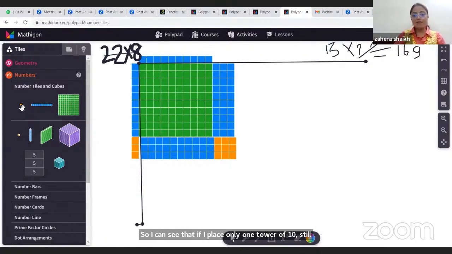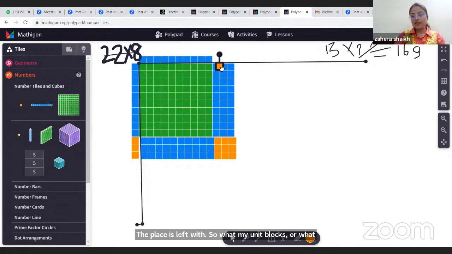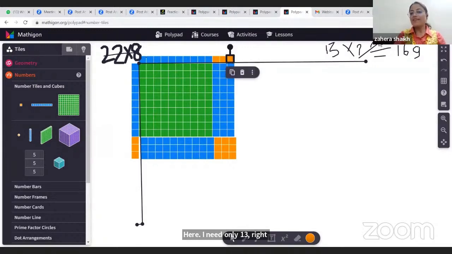So how many unit blocks do I need to cover this space? I'll just try to fill this out, or even your children can make out before placing all the units. They will be able to tell you, ma'am, here I need only 13, right? So here I can write 13. So this is what I'm learning using this manipulative.